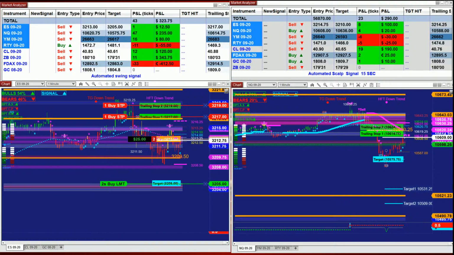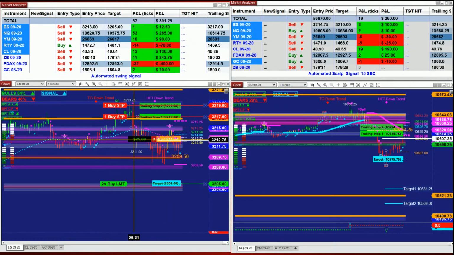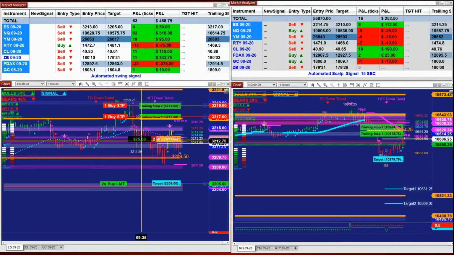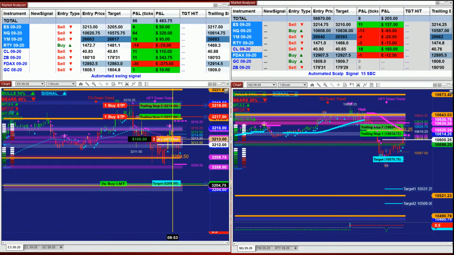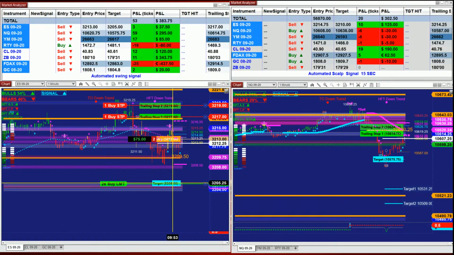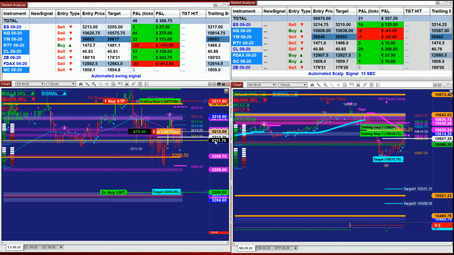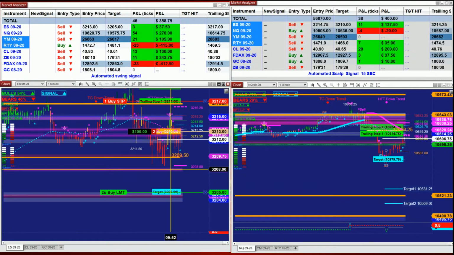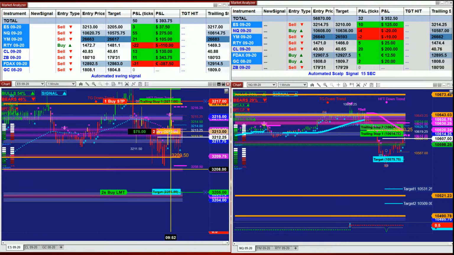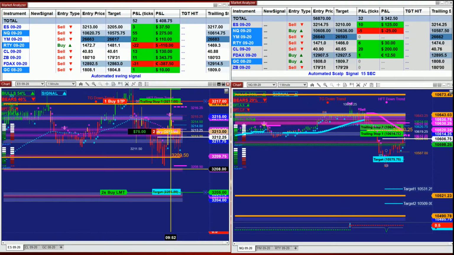We just have a signal on the ES, and the automated trade set the target at 3205, and we have a little problem with that on the support line at 3208. So this is an important level we need to deal with.